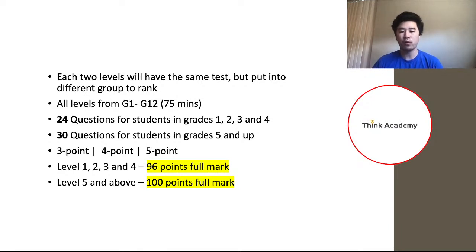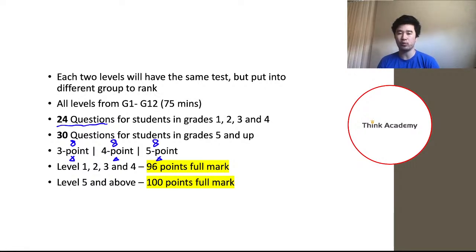For grades 1, 2, 3, 4, which is level 1 to 2, 3, and 4, we have 24 questions. And for higher grades, we have 30 questions. That's the reason why the full score is 96 for levels 1, 2, 3, and 4. Because we have 3-point problems, 4-point problems, and 5-point problems. The more points a problem has, the harder the question will be. For each, we will have 8 problems. That gives us a total of 96. And for higher grades, the full mark is 100 points.